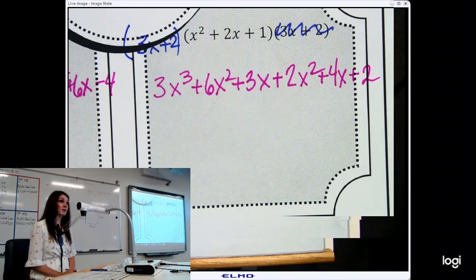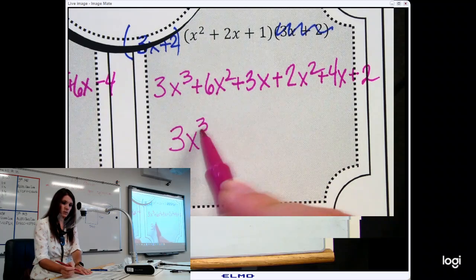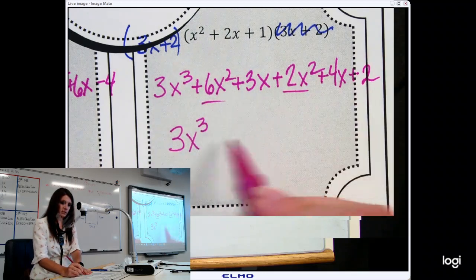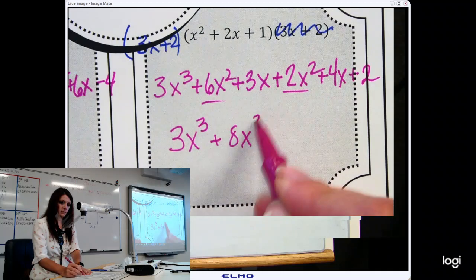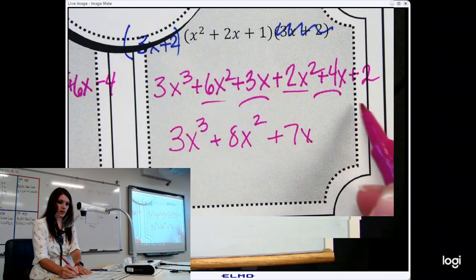Go back and combine your like terms. Cubed, squared, x, and our constant.